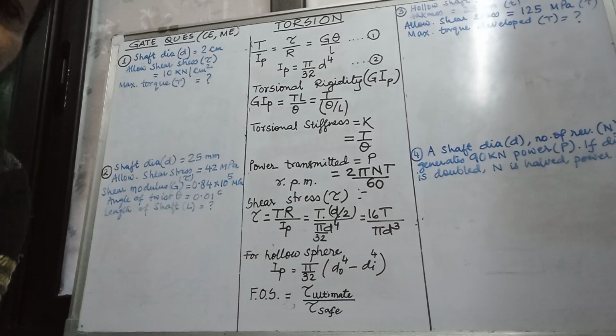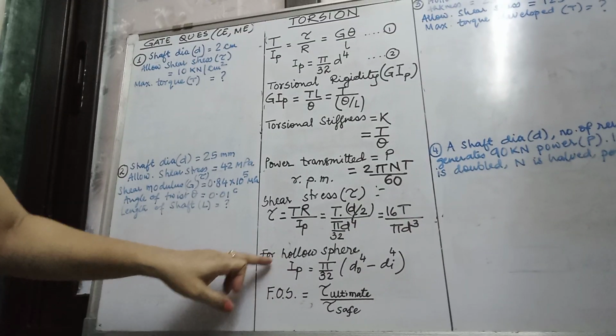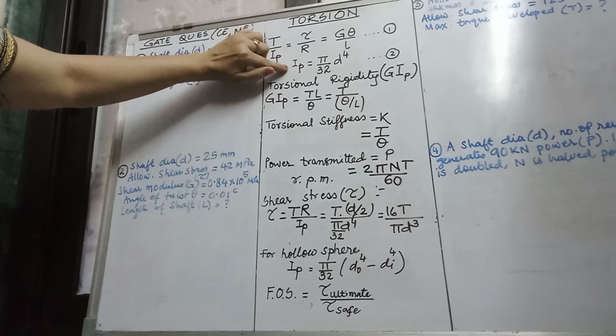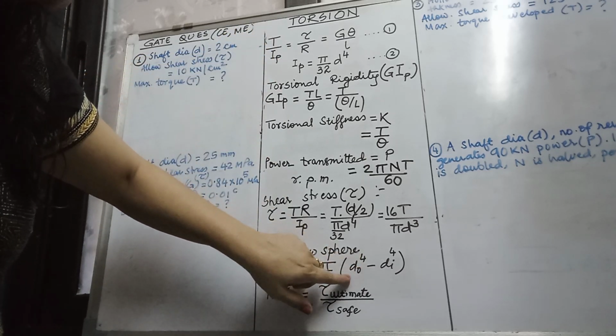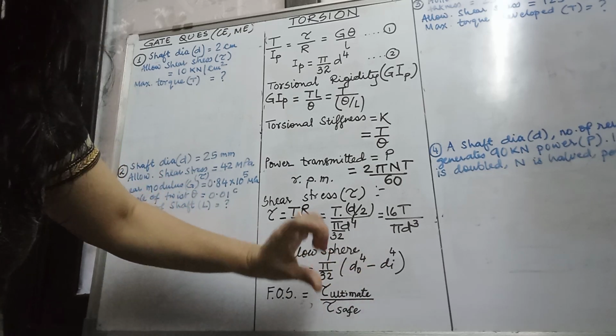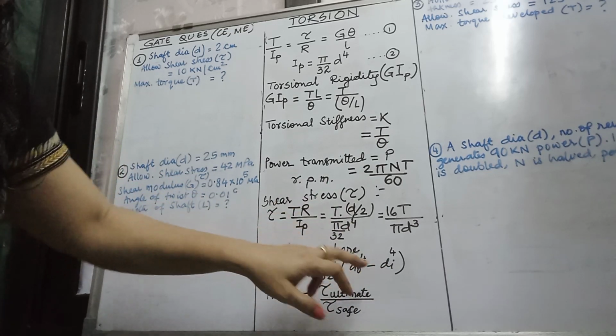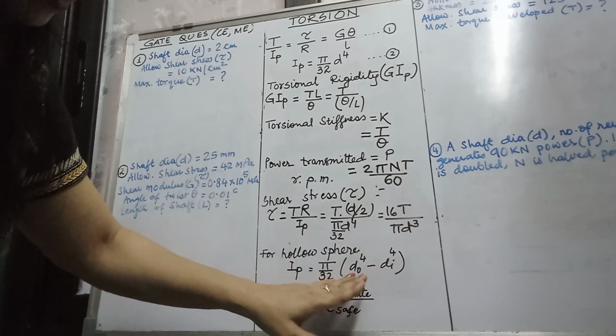Now I am coming to the hollow shaft part. In case it is a hollow shaft, please remember this IP value is pi by 32 into (DO raised to 4 minus DI raised to 4). What is DO? DO is the outer diameter of the shaft. DI is the inner diameter of the shaft.